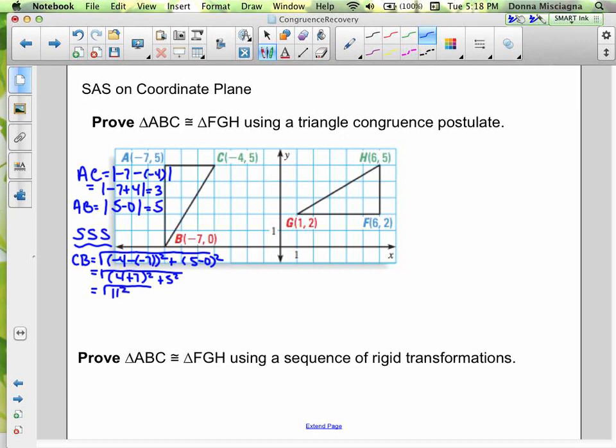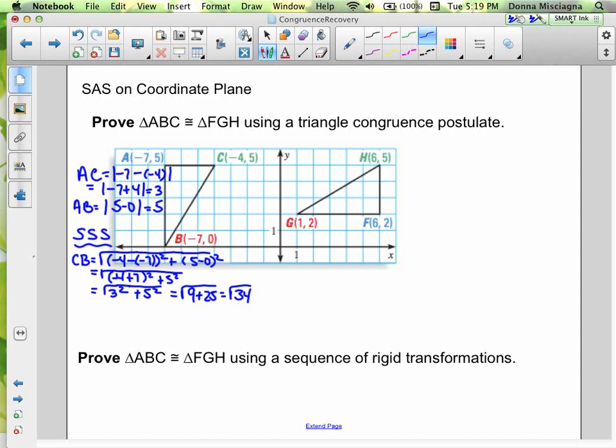Right, so that's going to be 11 squared. Oh, excuse me. Almost lost the negative there. 3 squared plus 5 squared. And that's just going to be 9 plus 25, which is the square root of 34. And that doesn't simplify. All right, so we're just going to leave it like that.